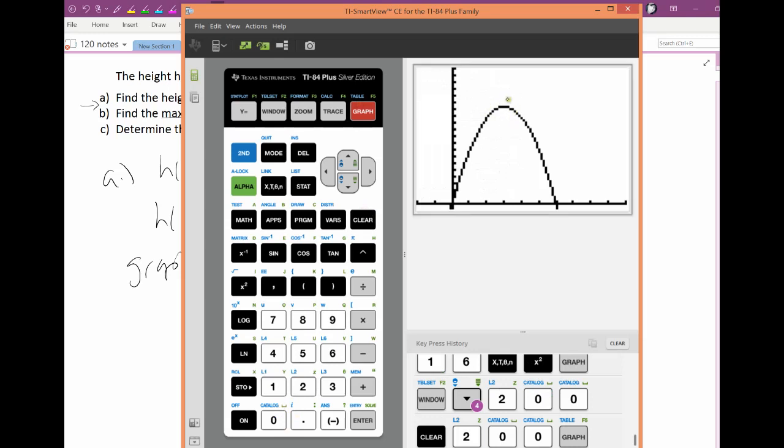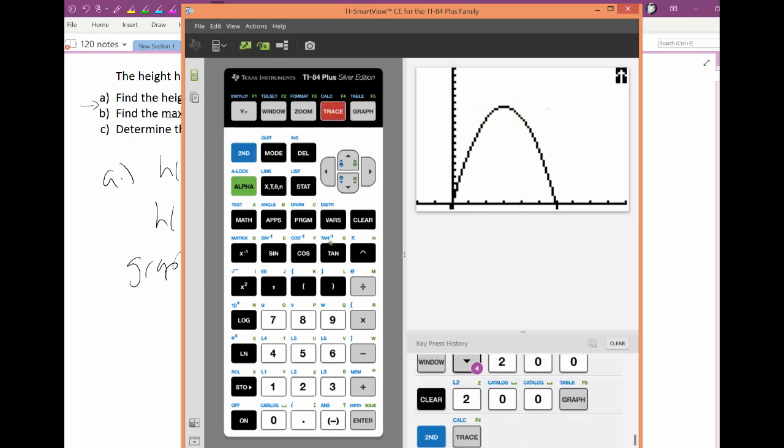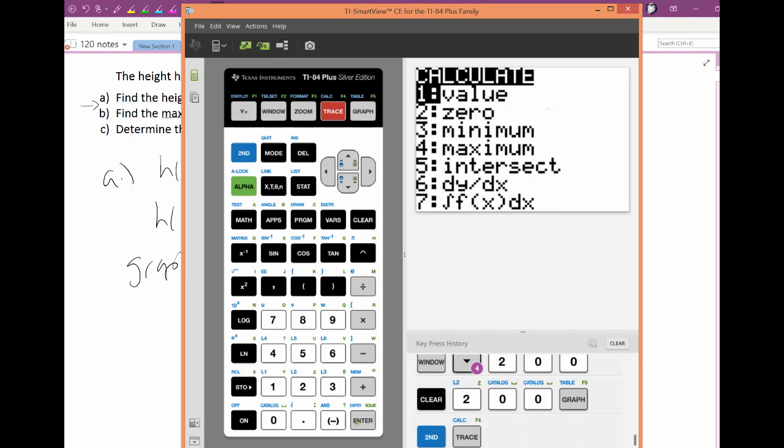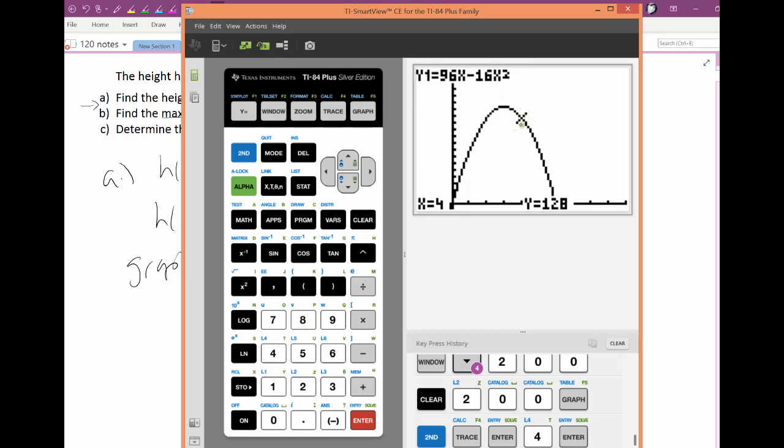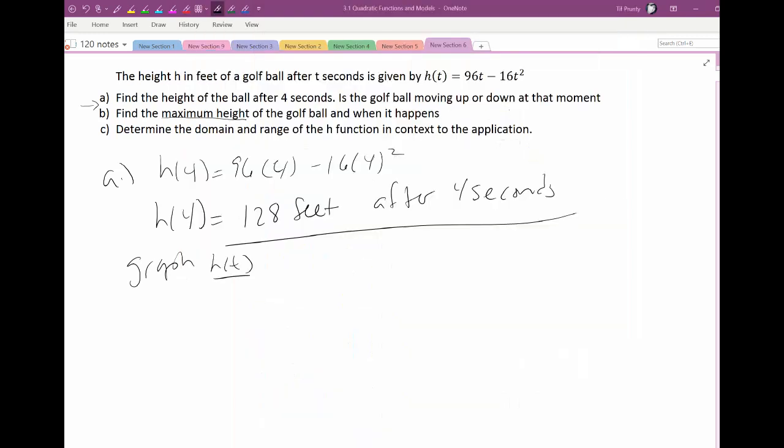I want to know what the maximum is, and that's going to be my next question. But first I want to know which side of the maximum my 4 seconds is on. Based on here, it looks like it's on this side, but I'm going to check. I'm going to hit second trace, type in my value, 4, and it's on this side. When it's 4, my height is at 208, so it's moving down at that point. It's already past its peak, max, and now it's moving down.